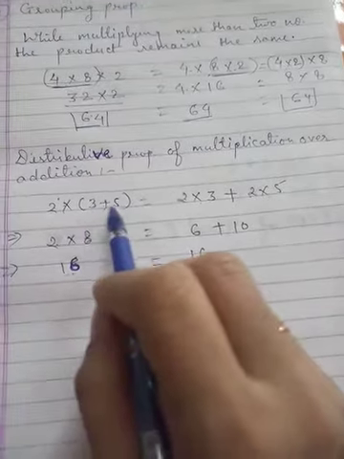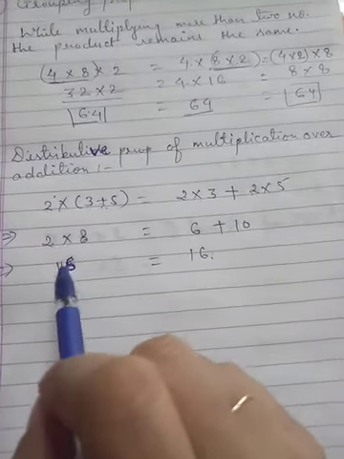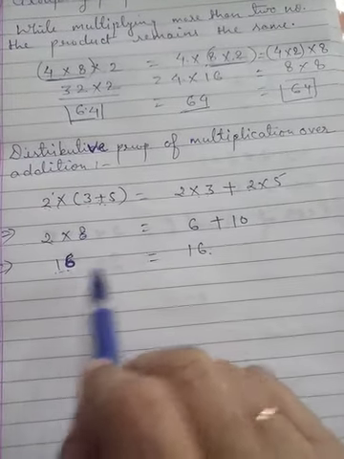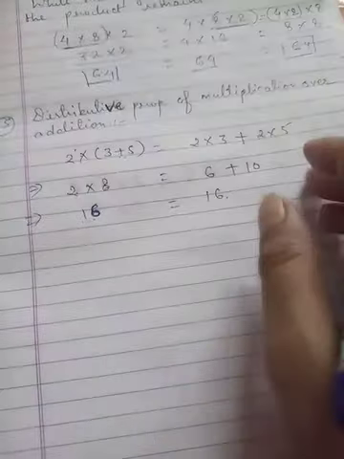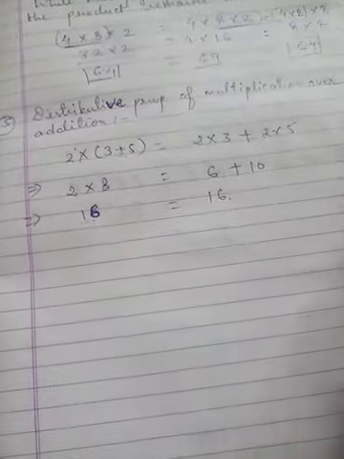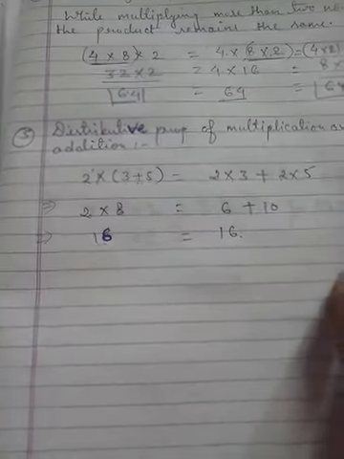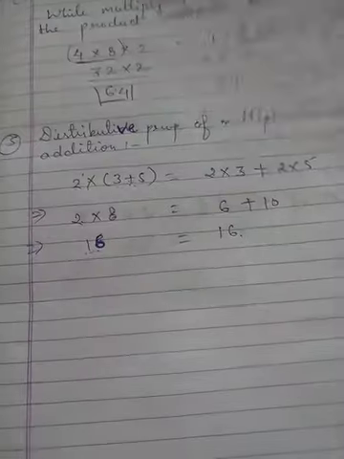But here first we add the numbers and then we multiply. So what we are getting, both answers are the same. Here it is also 16 and here it is also 16. Okay, so this is your distributive property of multiplication over addition. So let's start exercise 4a based on these properties.